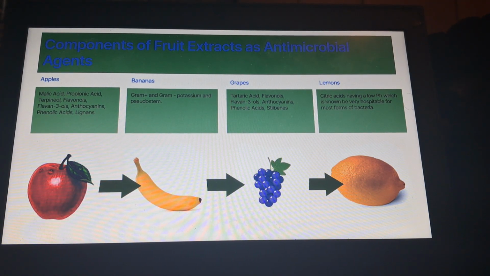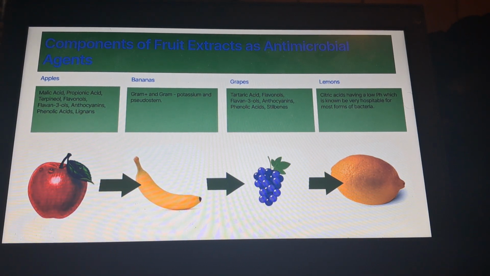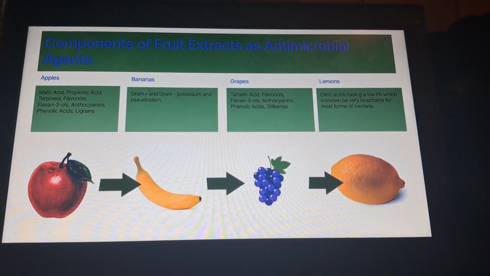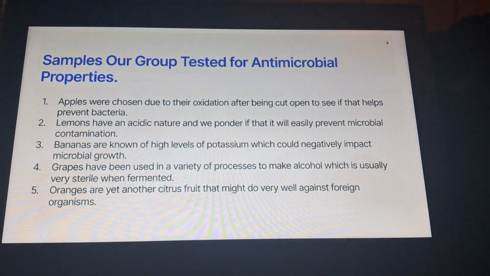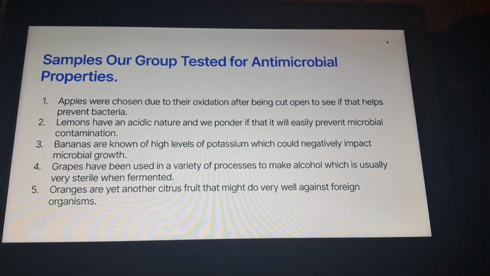And then we have lemons that have a low pH because they're citric and acidic fruits. Bacteria are very hospitable to most forms of high pH environments, because bacteria like to grow there. So low pH, acidic, tends to destroy them entirely. And then we have a group of fruits we tested for antimicrobial properties.